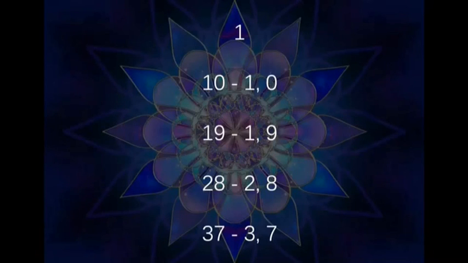Then we have the number 28. 28 is 2 plus 8 equals 1. So in 28, we have slight characteristics of the number 2, a little bit of 8 and majorly 1. Similarly, while you're calculating the life path number, you can encounter the number 37. So 37 has a little bit of 3, a little bit of 7, but majorly 1 again.